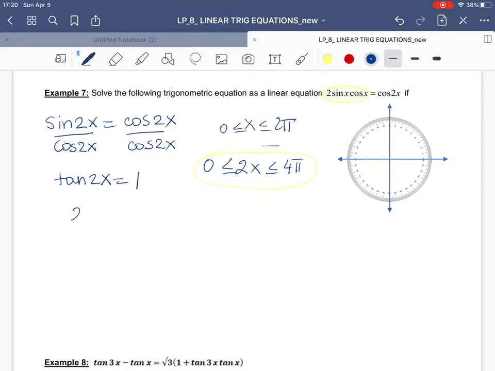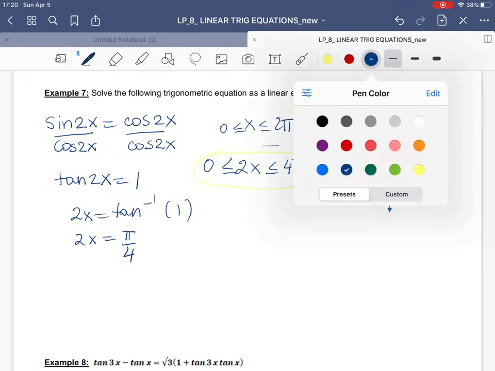Okay, so we're going to say that 2x equals inverse tan 1. So 2x equals pi over 4. And I'm going to draw this angle here. So here goes pi over 4. The other angle with the same tan ratio would be across from it. And here we get the first angle and the second angle. So we get pi over 4.